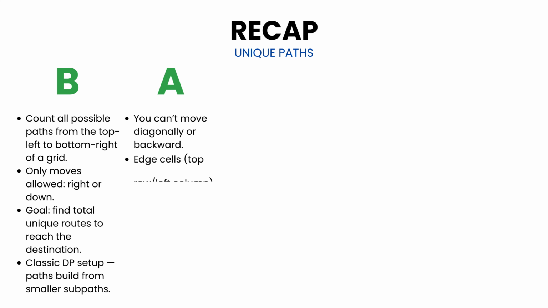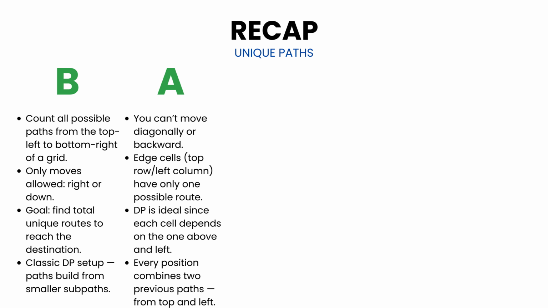Assess recap. We realized brute force would explode in complexity, so dynamic programming was the smart approach. The key insight was that every one cell's number of paths depends on just 2 previous cells, the one above it and the one to its left. Once we got that recurrence relation down, the problem became straightforward.